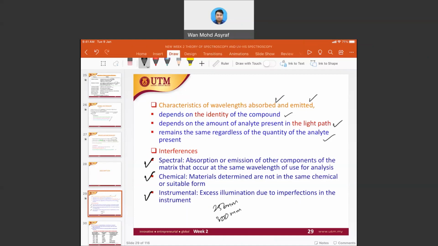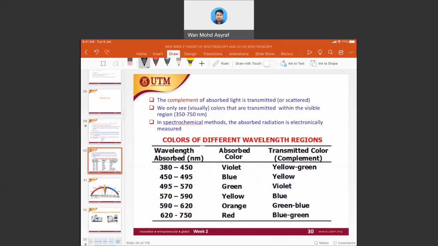Okay, from this slide, we want you to know the characteristics of the wavelength absorbed and emitted. It depends on your sample, it depends on the amount, and it depends on what kind of interferences can occur inside your instrument. This next slide just shows what wavelength has been absorbed, what the absorbed color is, and what the transmitted color is. Okay, this is not that important.